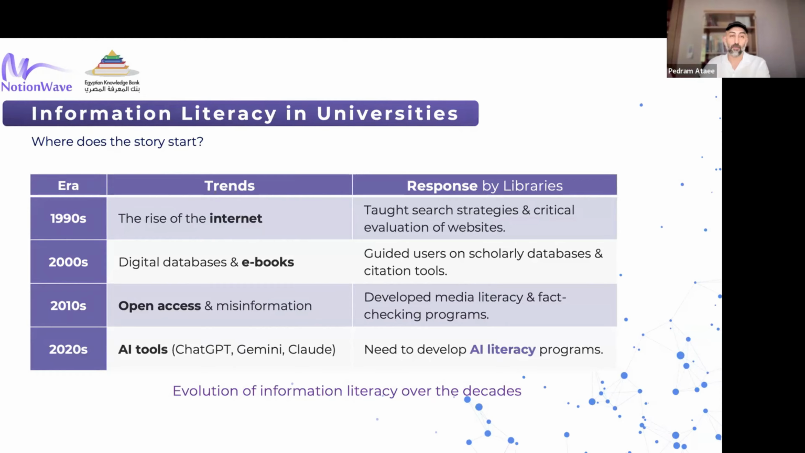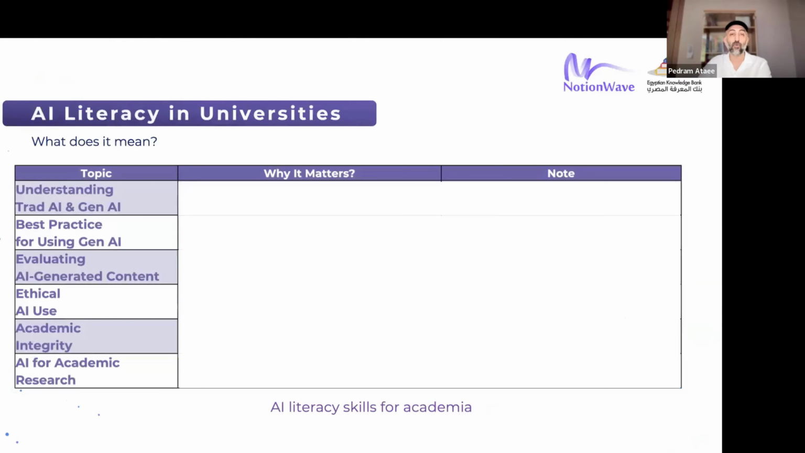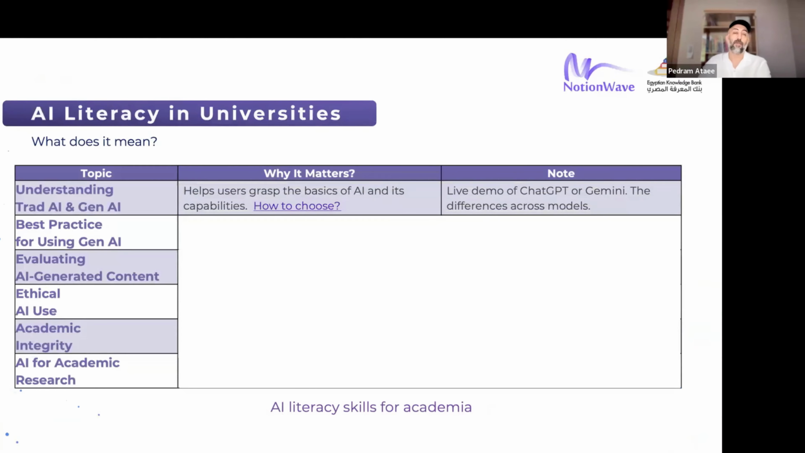Similar to all previous decades, we need information and programs about how we should use AI, how we should evaluate AI, and how we should use AI responsibly. These are the things that we need to learn in every setup, either university or industry. But what does it really mean?